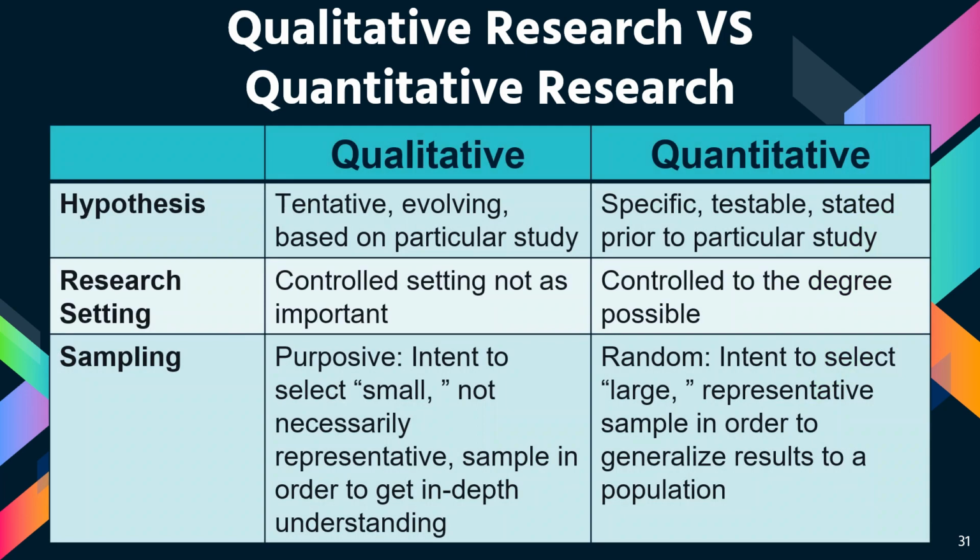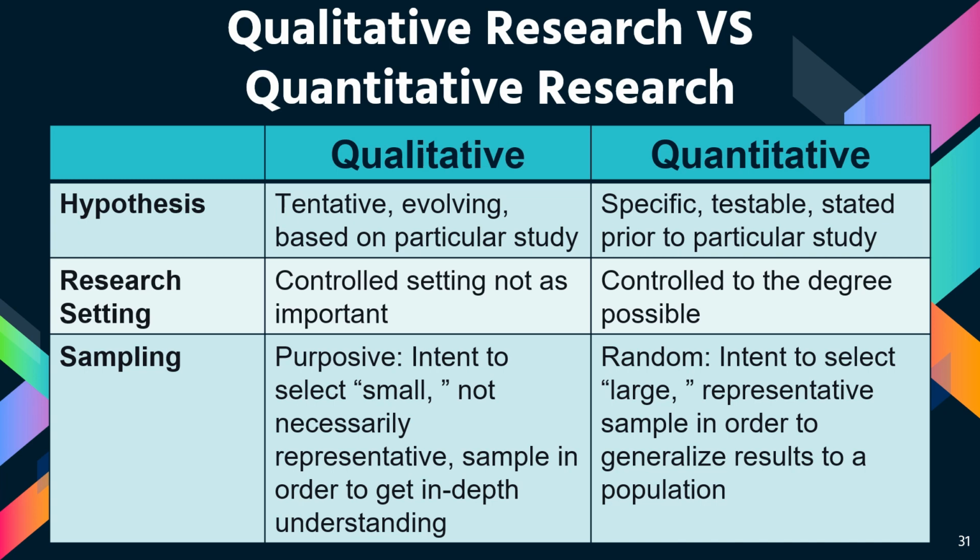When it comes to hypothesis in a qualitative research, it is tentative, evolving, and based on particular study. But usually in a qualitative research, we use assumption instead of hypothesis. On the other hand, in a quantitative research, hypothesis is specific, testable, and stated prior to particular study. When it comes to research setting, in a qualitative research, controlled setting is not as important. However, in a quantitative research, the research setting must be controlled to the degree possible.